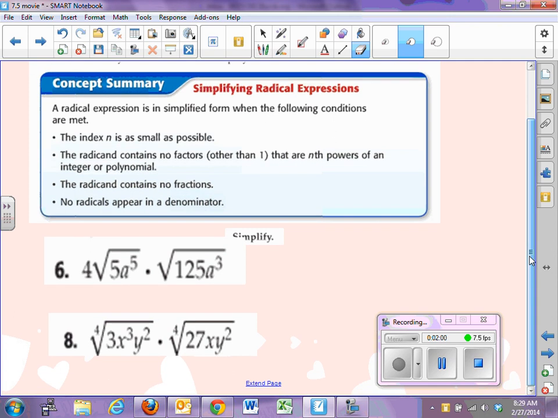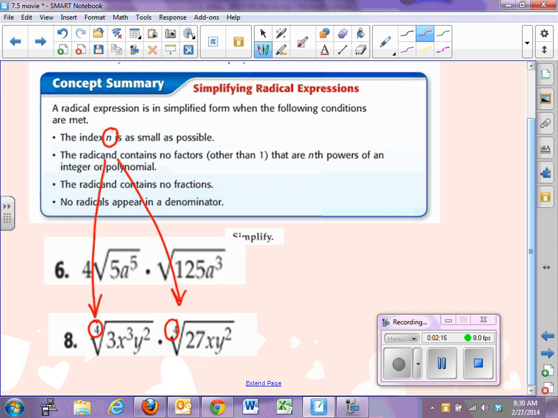Okay, remember all your answers have to be in simplified form, and that means that first of all, the index has to be as small as possible, and you might not know what that means right now. It's this number down here, remember, and as we're working problems you will see that I manipulate it to make sure that all the indices are as small as possible.